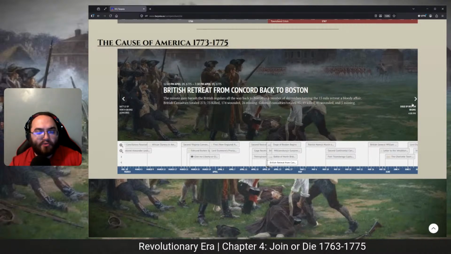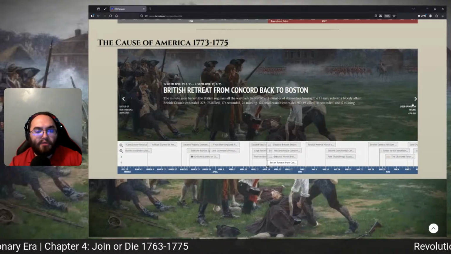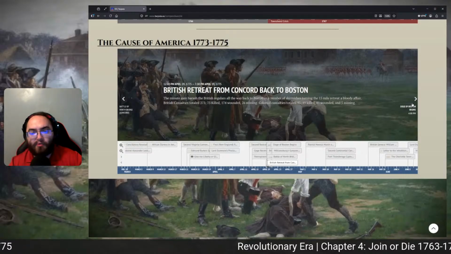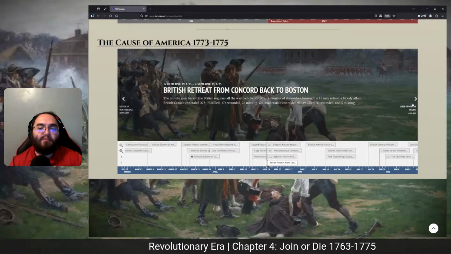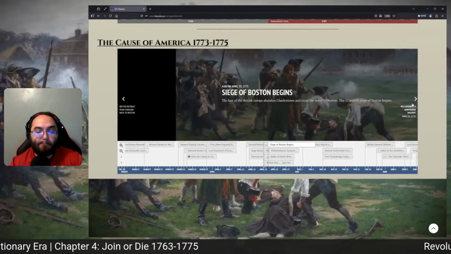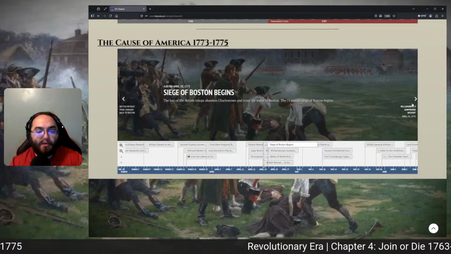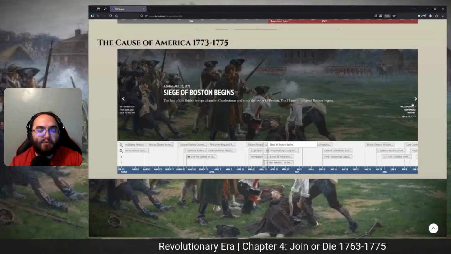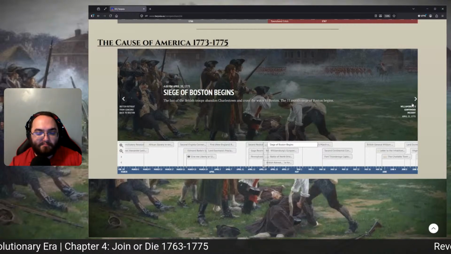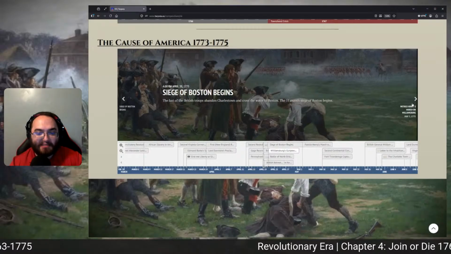British casualties totaled 273: 73 killed, 174 wounded, and 26 missing. Colonial casualties totaled 95: 49 killed, 41 wounded, and 5 missing. And at 4 p.m., the siege of Boston begins as the last British troops abandon Charlestown and cross the water to Boston. The 11-month siege of Boston begins.